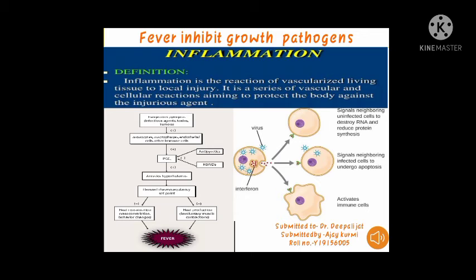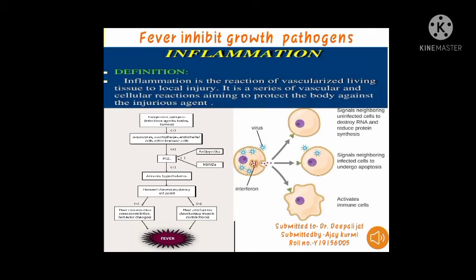Second way is that during the inflammation, the body produces some interferons. These interferons are nothing but chemical mediators or inflammatory mediators. These interferons signal the neighboring cells to destroy the RNA and reduce protein synthesis. Basically, the viruses use our body mechanism to reproduce, but by reducing the protein synthesis and destroying the RNA, we will get rid of the viruses.